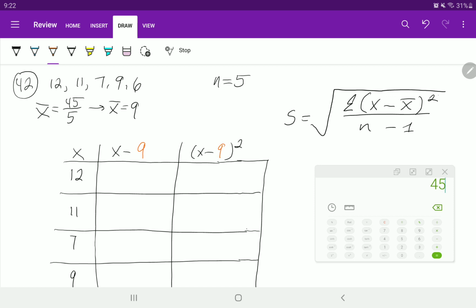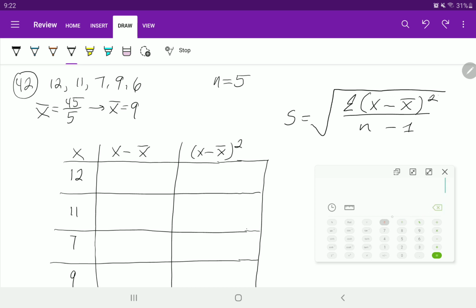But if not, you can leave it as x minus x bar. And that's exactly what I'm going to do. Leave it as x minus x bar. And remember, your mean is 9. Once you find your mean, you're going to subtract the mean, 9, from every x value. And that is known as your deviations.